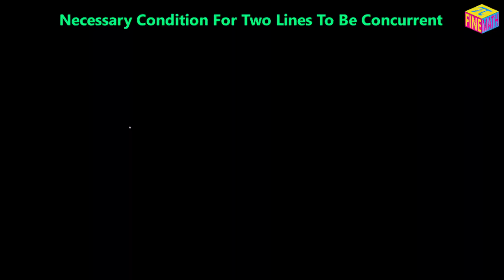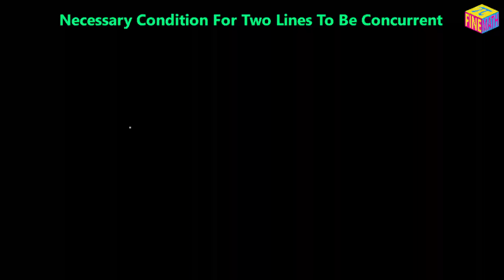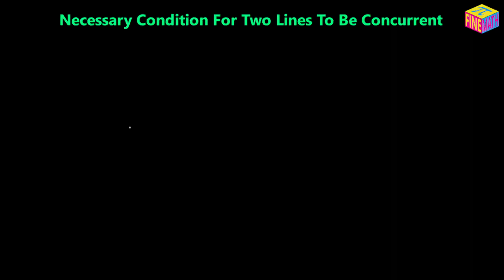Hi everyone. In this video, we are going to discuss the necessary condition for two lines to be concurrent, meaning two lines have to intersect each other at one point, right? Now let's assume that the equations of the two lines are like this.